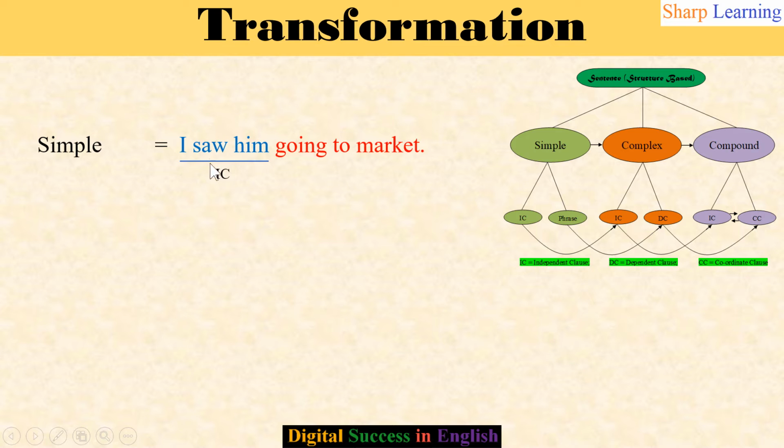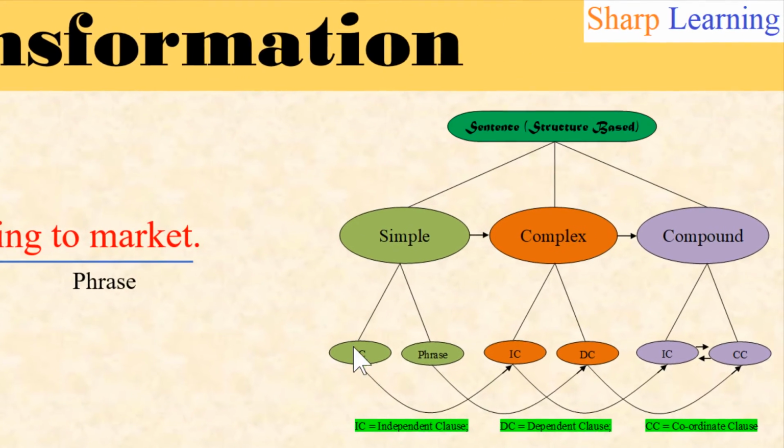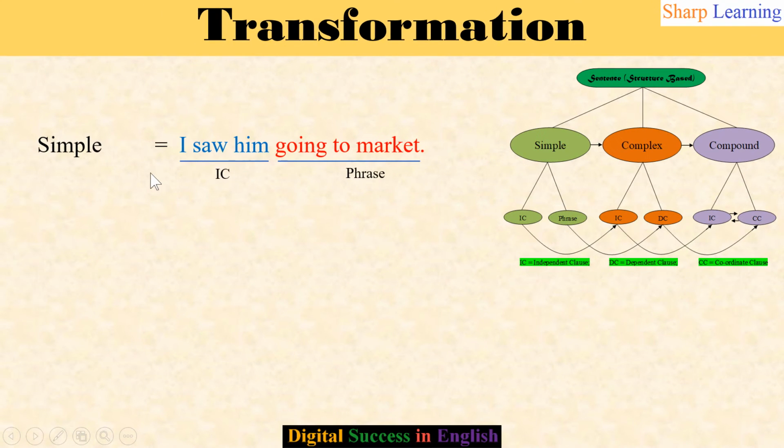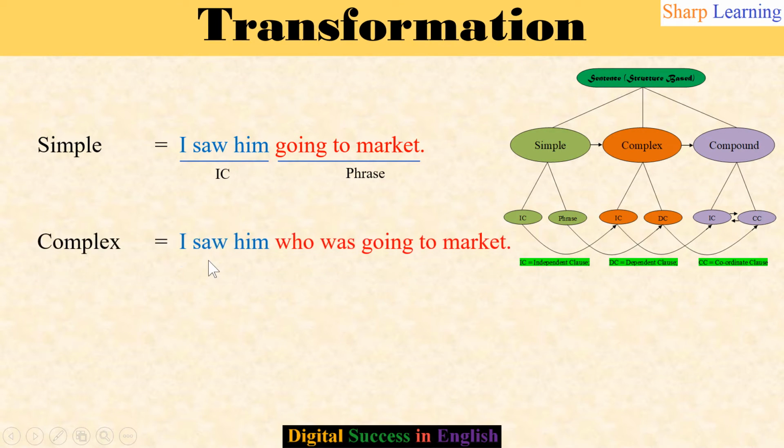Here I saw him IC, that means indefinite clause. Going to market, it is phrase. Here look at the picture, one IC, one phrase here, that is it is simple sentence. Then how can we transfer it into complex sentence? Here I saw him IC will remain IC and phrase will transfer into DC.